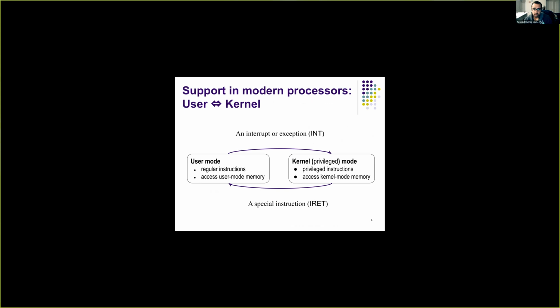To do this, hardware provides certain facilities. Basically, when an instruction like int, the interrupt instruction, or the syscall instruction is executed, the processor switches its mode to kernel mode. In this mode, when the processor is in kernel mode, it can execute all the privileged instructions and it can also access kernel memory.